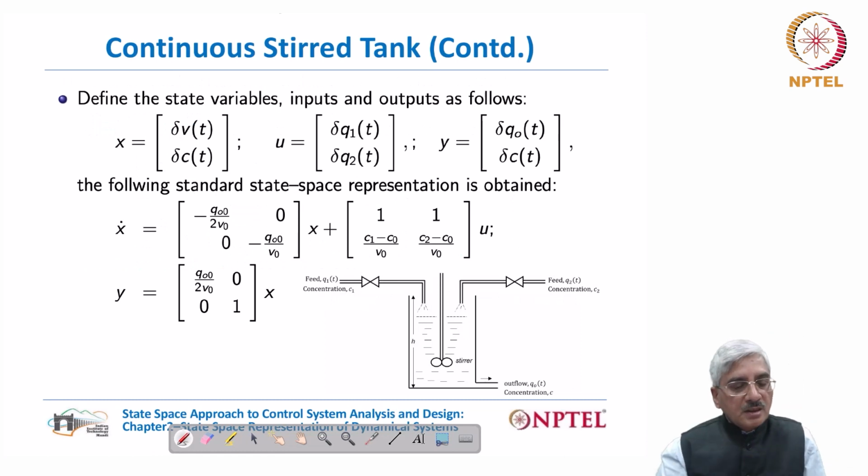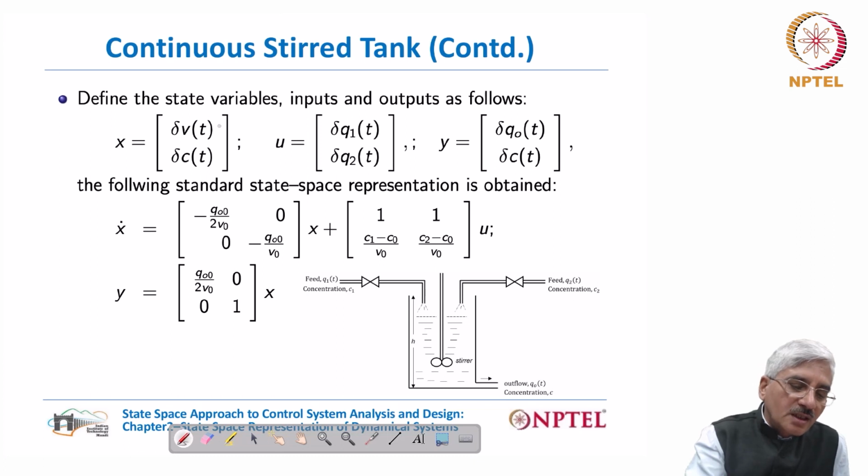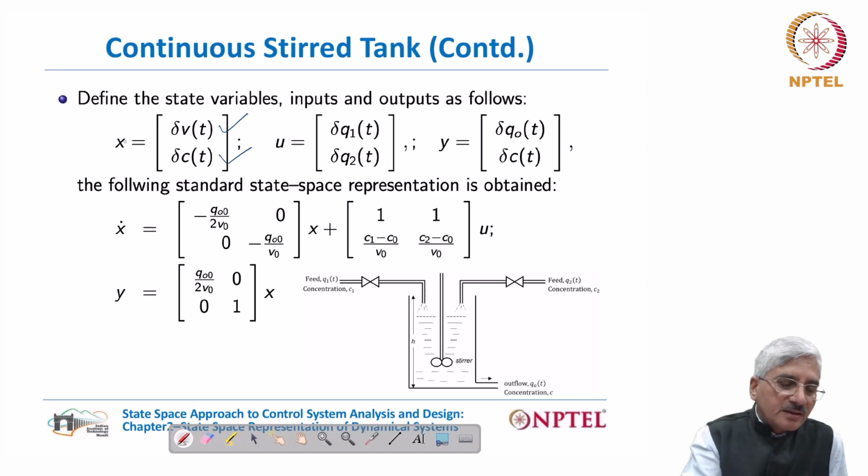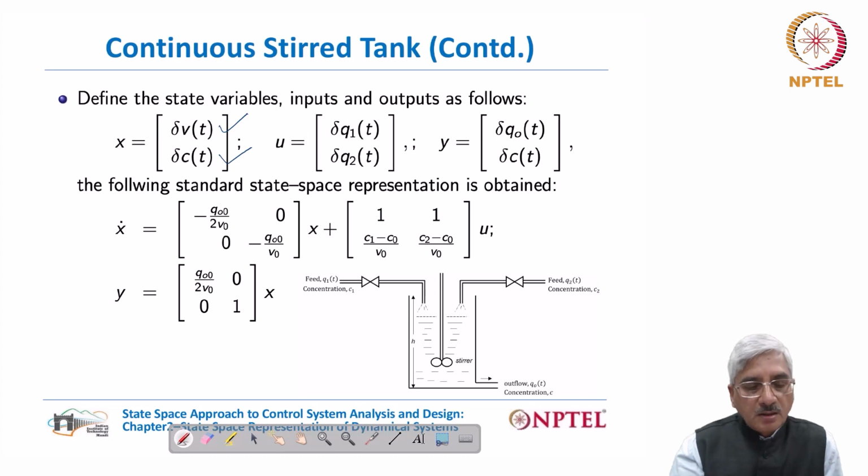And now the rest is routine work. What we do is identify a suitable set of states. So in this case we identify delta V, the incremental change in liquid volume in the tank, and delta C, the incremental change in concentration of the liquid, as the state variables. The state vector is thus x equal to x1, x2, which is delta Vt and delta Ct. Inputs are the two feed rates. For the linear system, these are incremental changes in the feed rates around their respective steady state values.